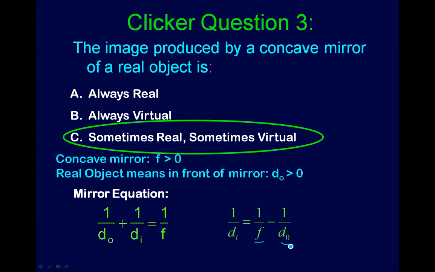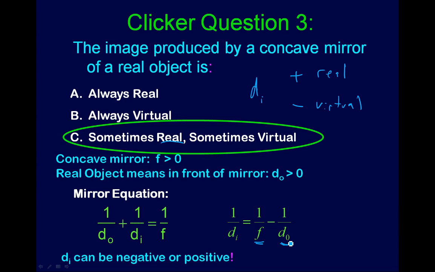And remember, with the image, real means the light rays really do meet there, and virtual means that they don't. And so real will mean it's in front of the mirror, which is a positive sign. So for di, positive would mean that it's real, negative would mean that it's virtual. And so with our equation here, depending on how f and d0 relate, it could be real or virtual. So di can be negative or positive. All these kinds of questions you can get from the mirror equation if you just know the right things to look for.